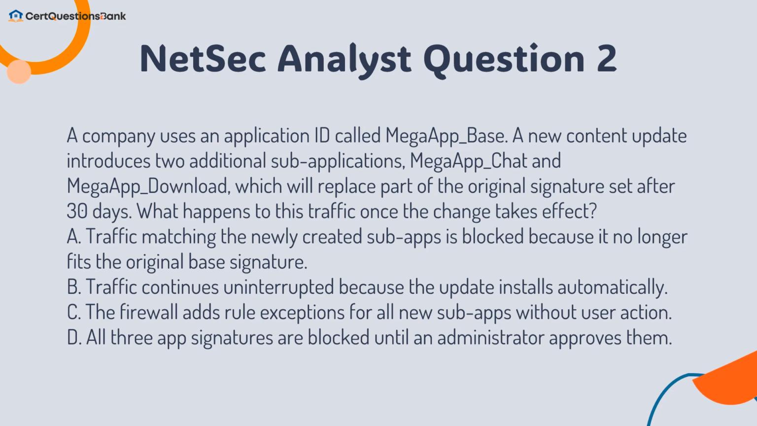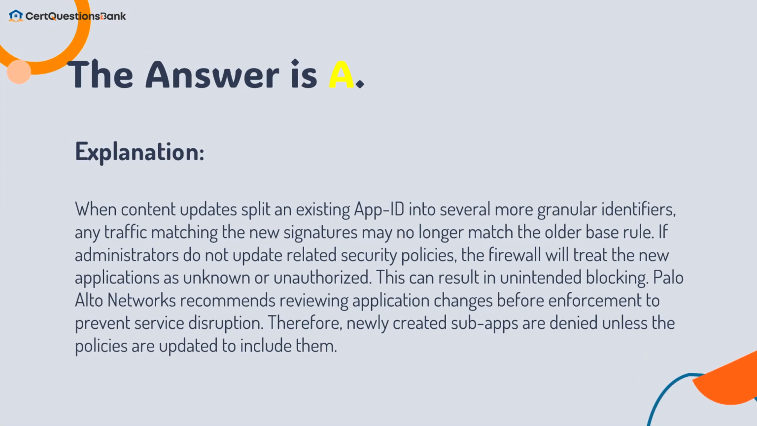A. Traffic matching the newly created sub-apps is blocked because it no longer fits the original base signature. B. Traffic continues uninterrupted because the update installs automatically. C. The firewall adds rule exceptions for all new sub-apps without user action. D. All three app signatures are blocked until an administrator approves them. The answer is A.